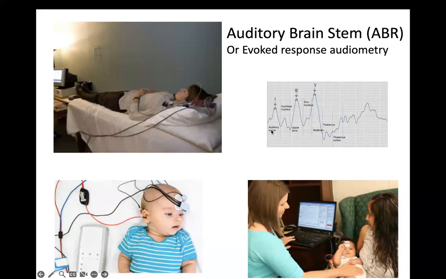So you can see here it goes through your auditory nerve, cochlear nucleus, the upper olive, you know, the parts of your brain, the pathway for the electrical impulses that go from your auditory nerve to all the nuclei in your brain. Again, not high yield, they won't ask you about it, but it's just for you to know, this is another way they can measure your hearing, okay?